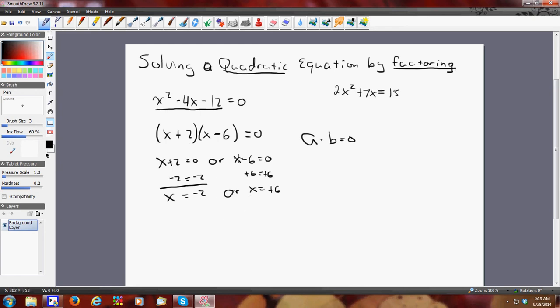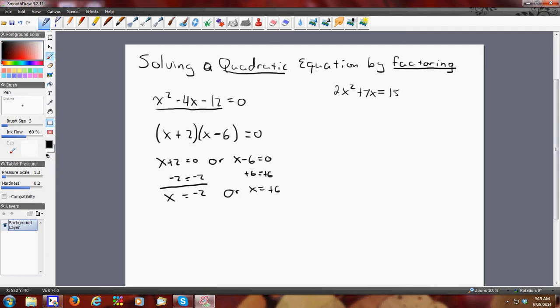Now, if you want, you can check that. You can plug these back in. Negative 2 squared is 4. Negative 4 times negative 2 is positive 8. 4 plus 8 is 12. Minus 12 equals 0. For 6, that'd be 36 minus 24, which is 12, minus 12 also equals 0. So those two solutions both work.